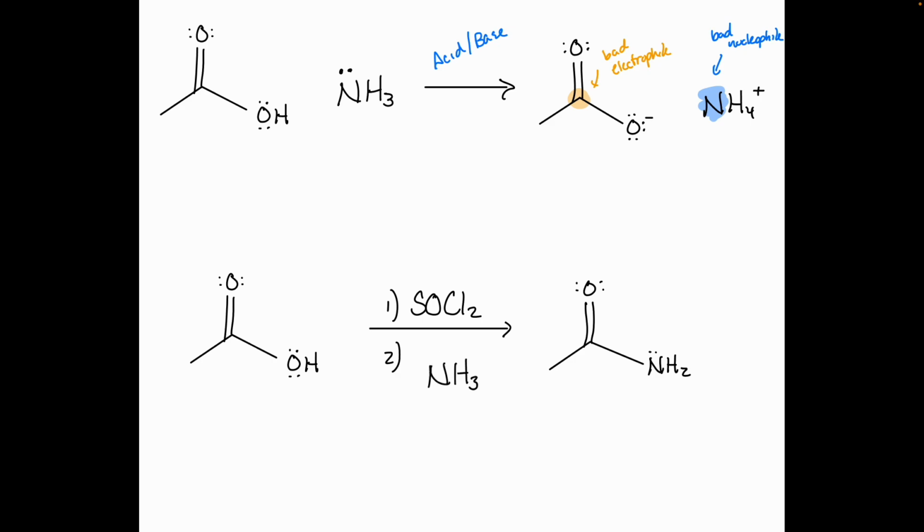We got to be good. We got to use our 2 equivalents. All right, but yes, if we really needed to do it, that's how we would do it. We just couldn't do it in one step because, again, you mix an amine and a carboxylic acid, you're going to get an acid-base reaction.